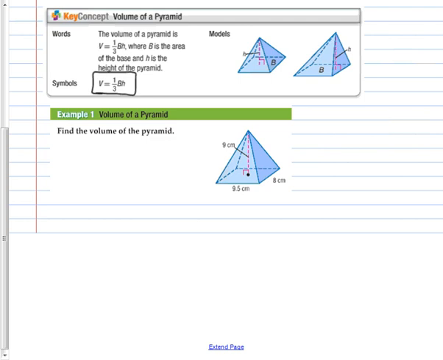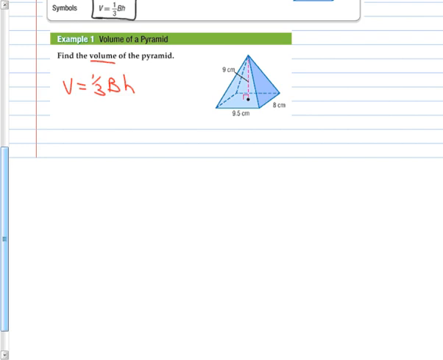So if I am going to find the volume of this pyramid over here, I know it's 1/3 the area of the base times the height. And finding our base is going to be doing what? How will I find the base of this thing? Length times width. 9.5 times 8. See if you can warm up your calculators for me and we can quickly get some of these answers. The height is 9 centimeters.